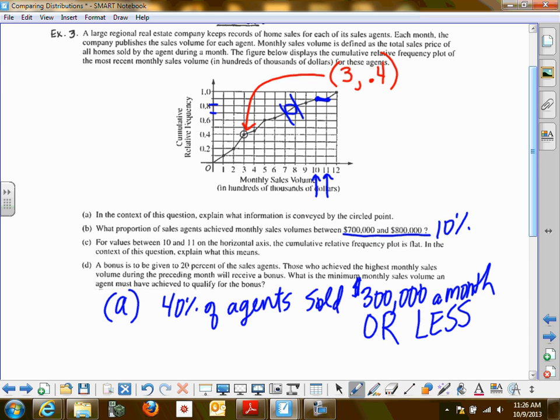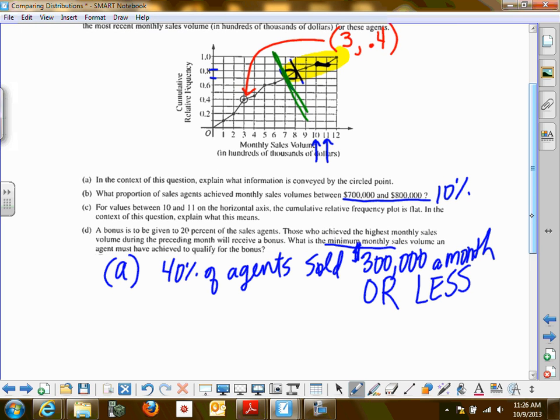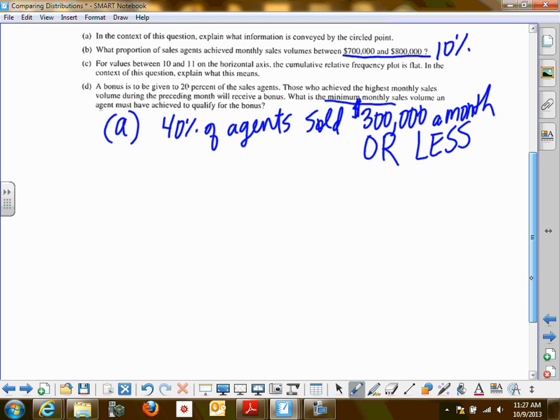Finally, a bonus is to be given to the top 20% of agents. What is the monthly amount of sales volume that the agent must achieve in order to qualify for the bonus? So where's the top 20%? Okay. Here is the top 20%, which is 800,000. Oh, sorry, I drew that wrong. Maybe. So that's here. There's the top 20%, 800,000 or higher. So 800,000 is the minimum. Very good.